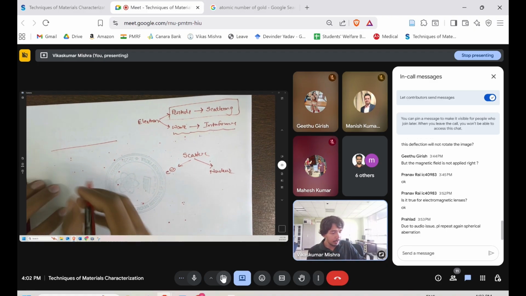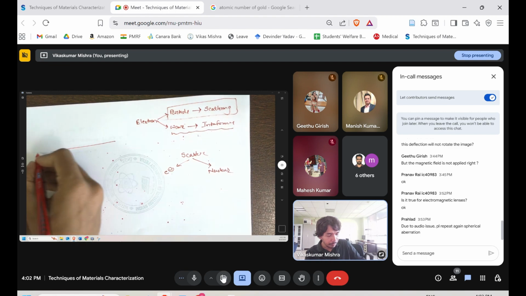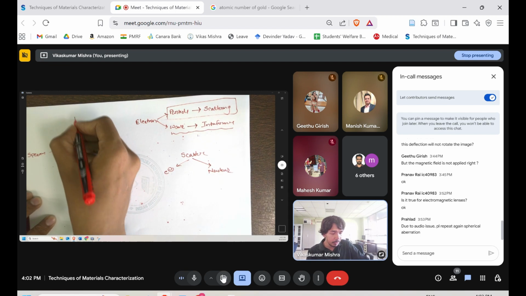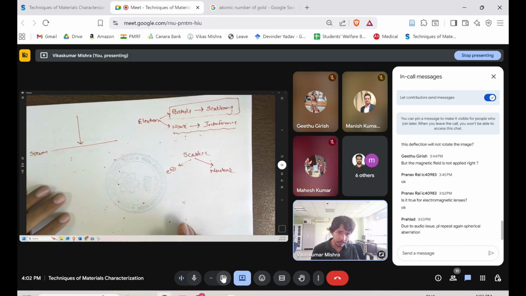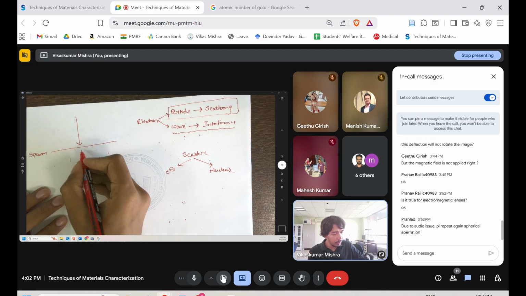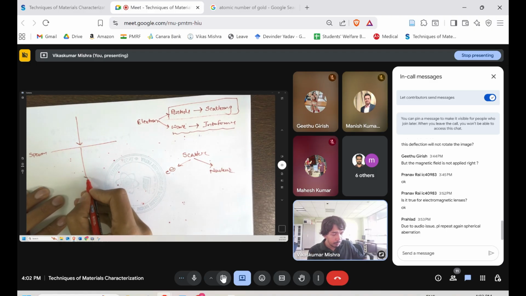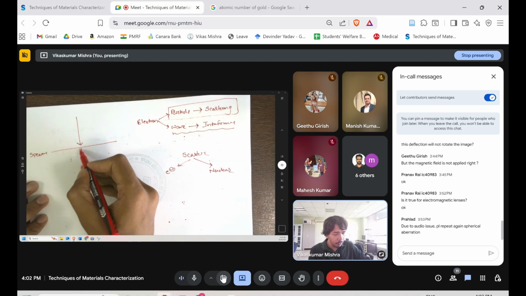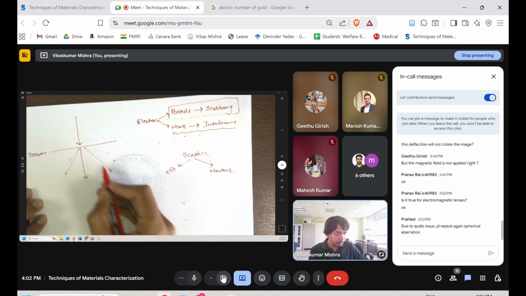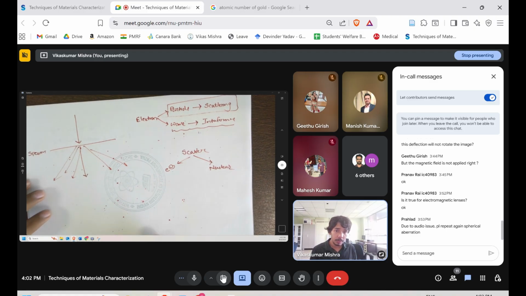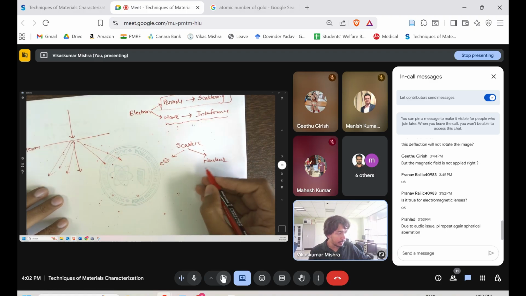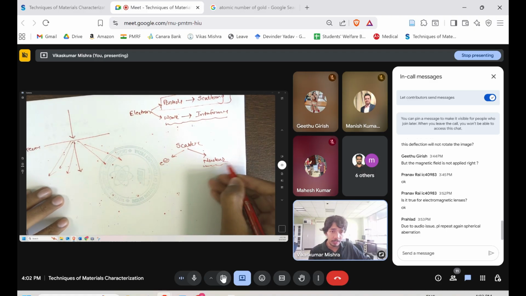Right? So this is my specimen, let's say. The electron is coming. We are talking, let's say, in the transmission geometry right now. The direct beam will also be there. It will pass through the specimen. A few beams will also be scattered here and there. Now the scattering, we know that electrons are scattered by the nucleus.